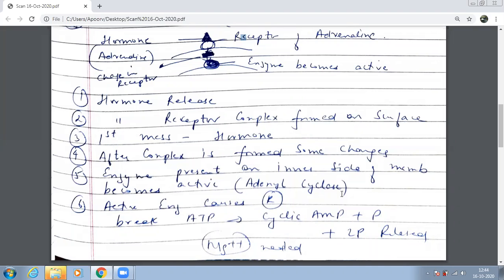When ATP breaks, AMP plus phosphates will be formed. How many phosphates will be formed? That I have specified: 2. Yes, dear. Okay, ma'am. Why? Because it is AMP. Okay, let me scroll it down.